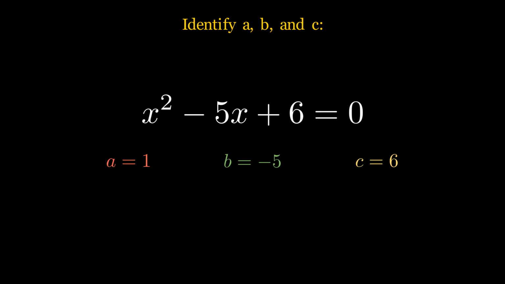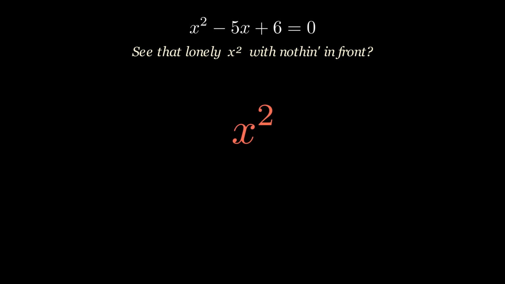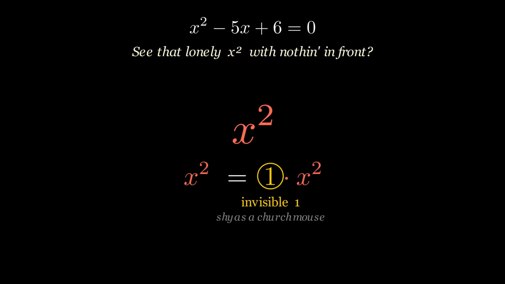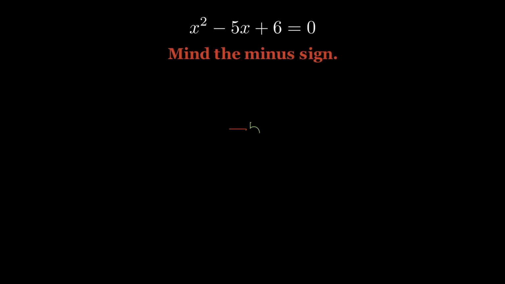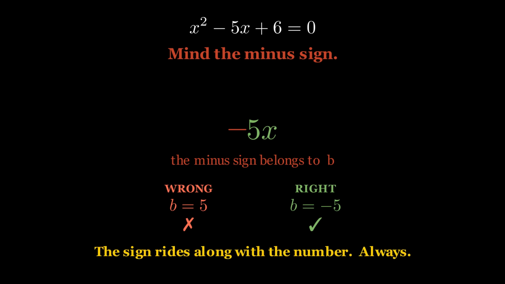See that lonely x squared with nothing in front? That ain't A equals 0, partner. A naked x squared means A equals 1. There's an invisible one there, shy as a church mouse. And mind the minus sign. That minus 5x means B is -5. The sign rides along with the number. Always.